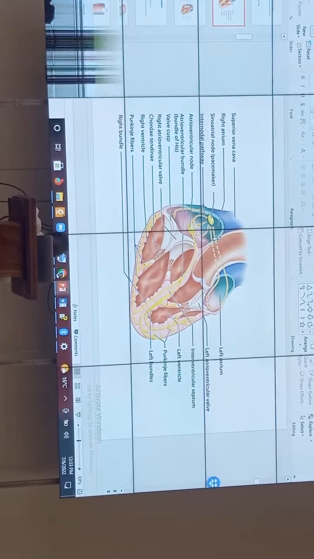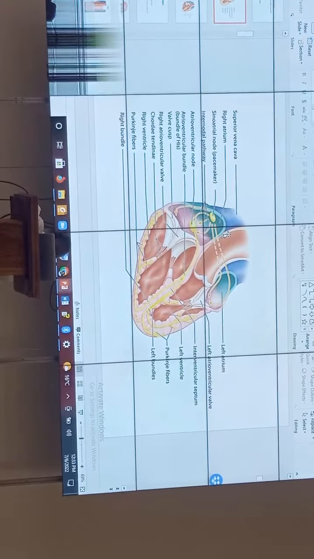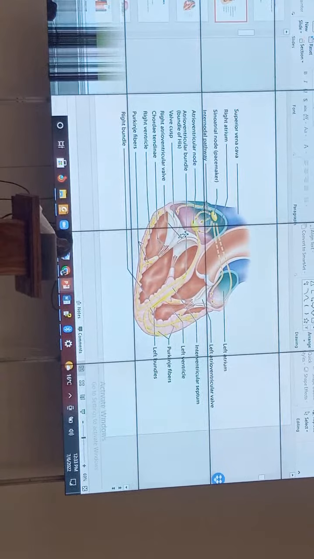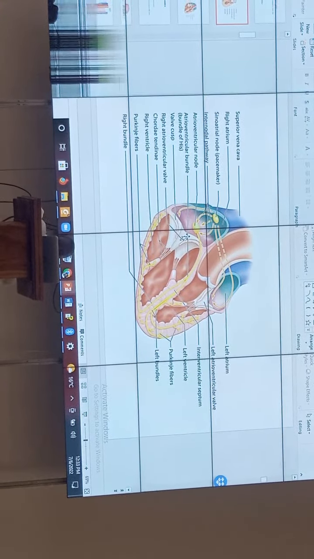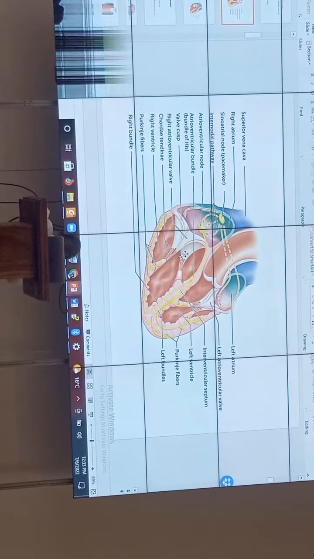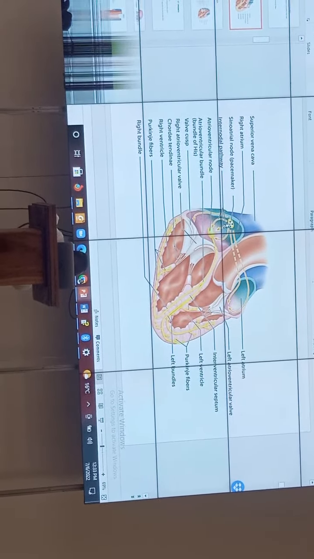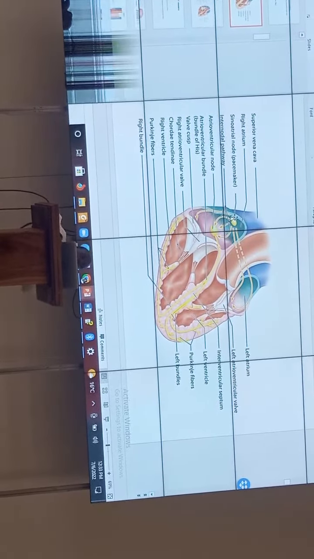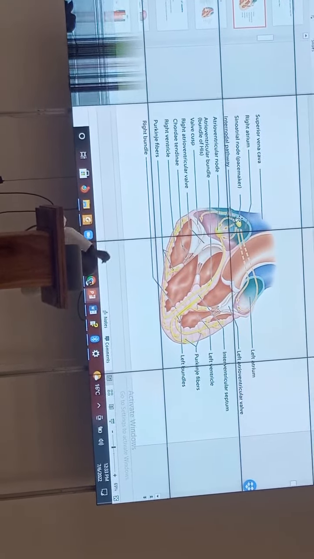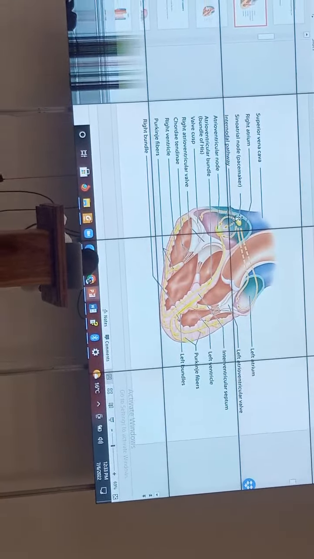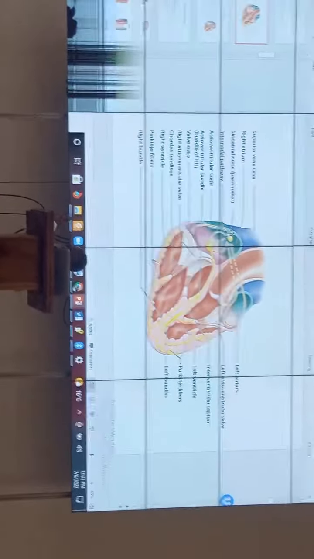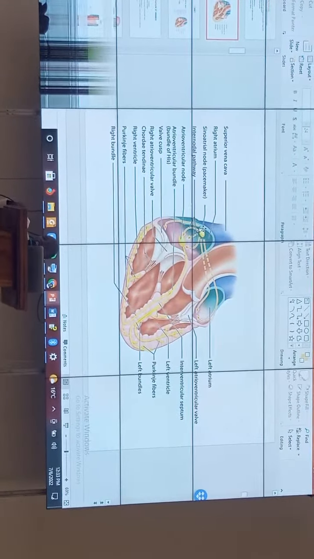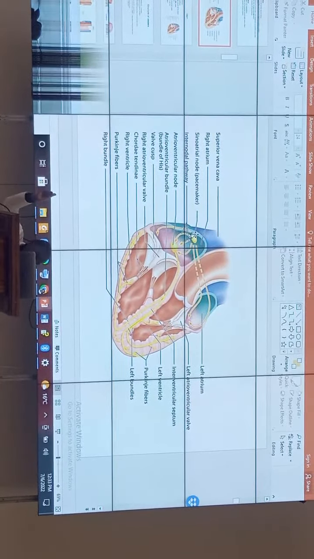So the parasympathetics and the sympathetics, their duty is to regulate the generation of impulses by the SA node. When the sympathetic system is activated, it will cause the SA node to increase the rate at which impulses are generated. If there's an increase in the rate at which impulses are generated, it also means there will be an increase in the rate at which the heart will be pumping.